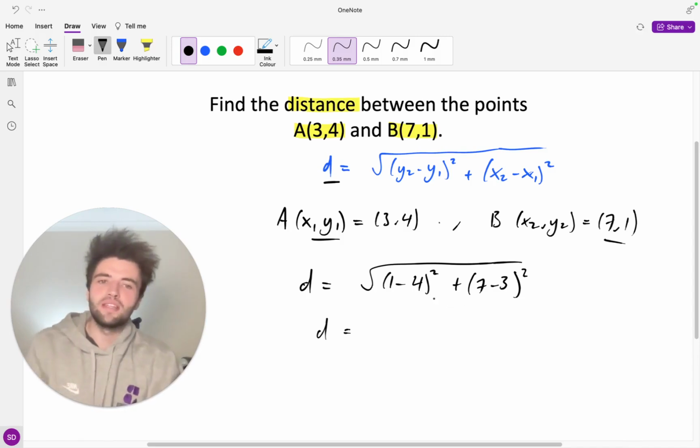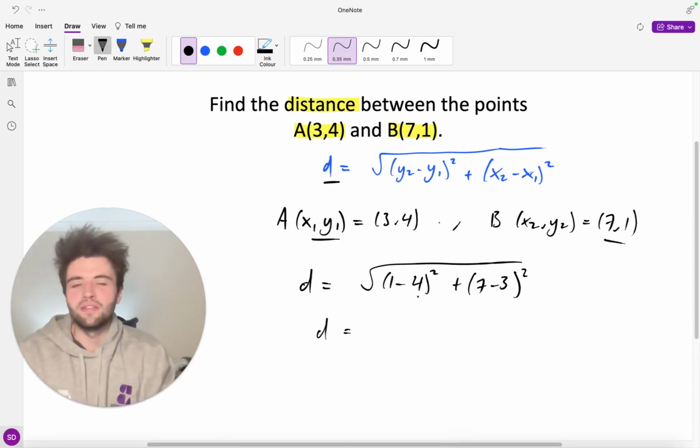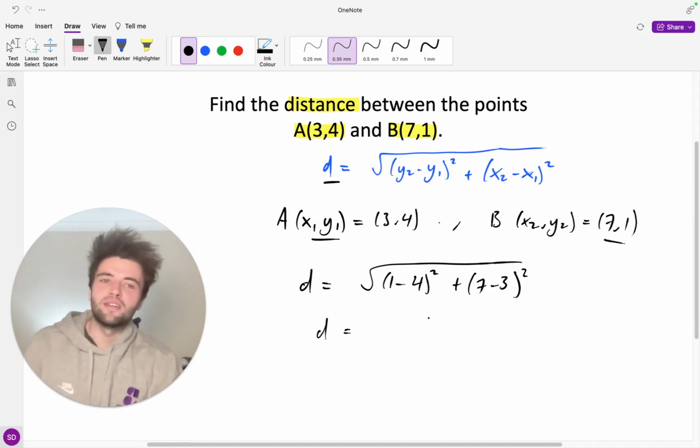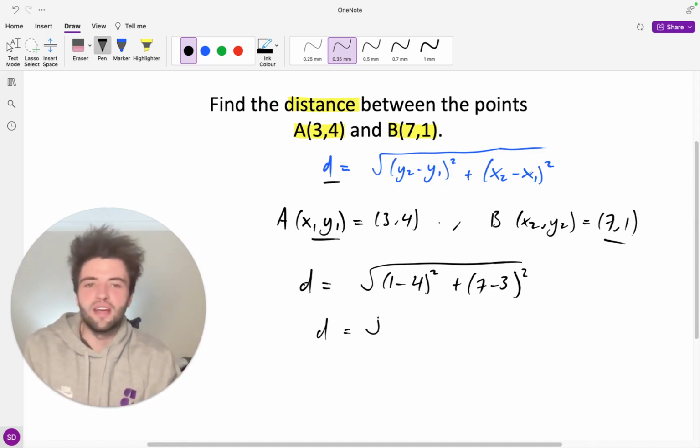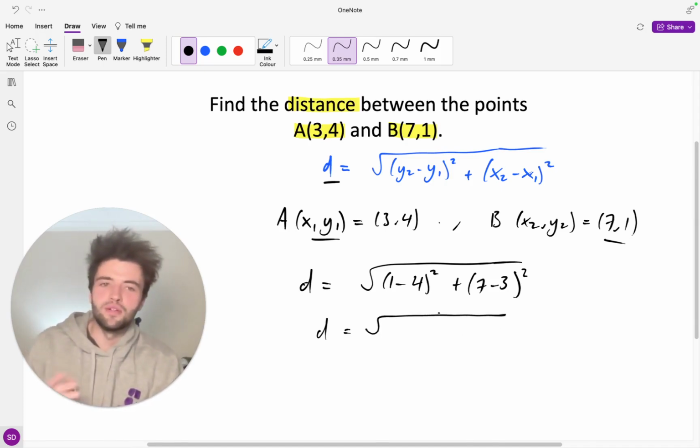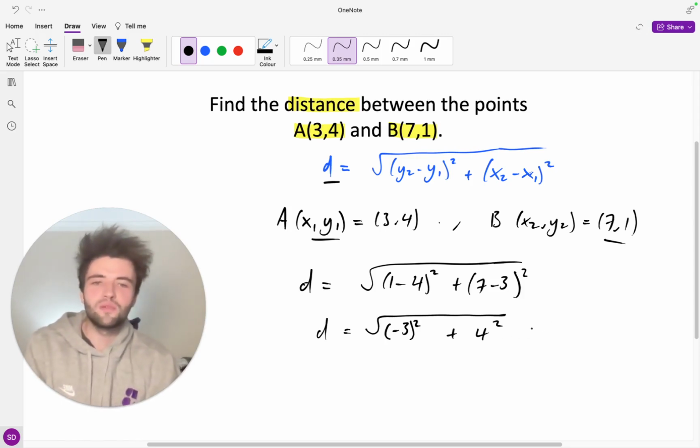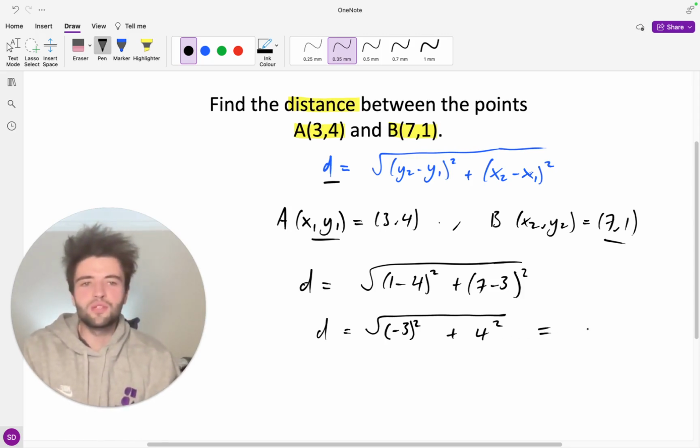And you can see now we've basically got this square root, and then this 1 minus 4 to be squared, and then our 7 minus 3 to be squared, which we're just going to simplify now in order to find the actual number here that represents the distance. So we basically get minus 3 squared plus 4 squared, which is the same as 3 squared plus 4 squared, and so we know that this is going to be the square root of 25.